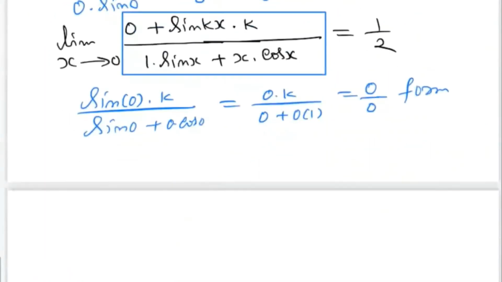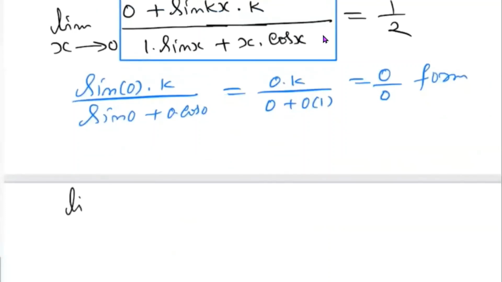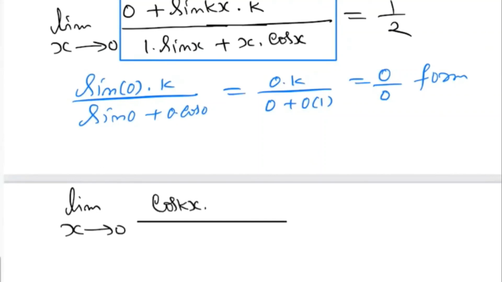So again we can apply the L'Hopital rule, that is the given limit is again same as the limit of the function which is obtained by differentiating numerator and denominator separately, that is limit x tends to 0. If we differentiate the numerator, derivative of sin kx is k cos kx, but coefficient of x is k, k into k you already have, so you get k square in the numerator. In the denominator, derivative of sin x is cos x.